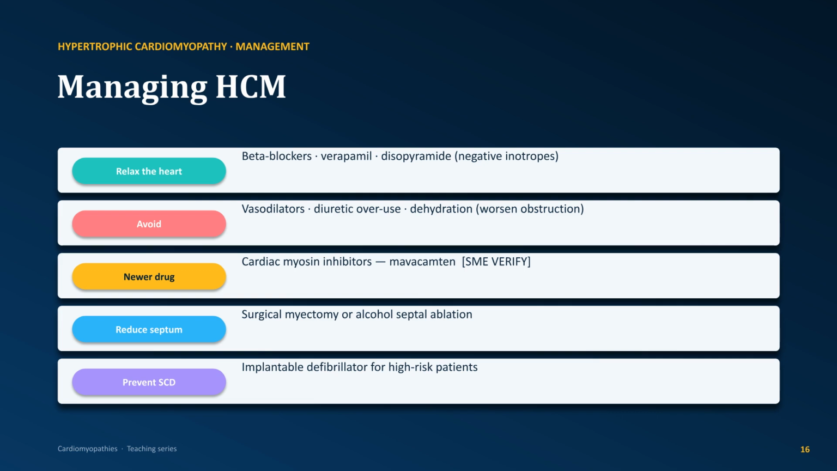Treatment of hypertrophic cardiomyopathy aims to relax the heart and relieve obstruction. We use negative inotropes like beta blockers or verapamil to soften the squeeze. We avoid vasodilators and dehydration, which worsen obstruction. For refractory cases, surgical myectomy or alcohol septal ablation can thin the septum. Finally, we implant defibrillators for high-risk patients to prevent sudden death.